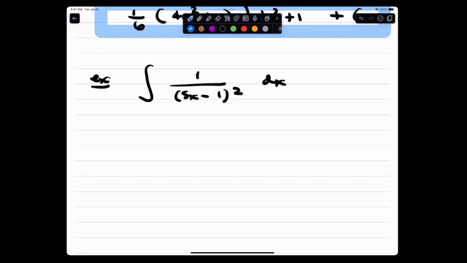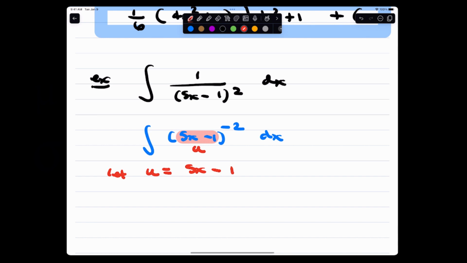Told you we want to get this u sub in: 1 over (5x minus 1) squared, dx. So you might want to say, can I write this as 5x minus 1 to the -2, so that maybe it makes identifying the inside function easier, like it's between the parentheses again. You say, let u be 5x minus 1 then. Okay, you guys okay with that one?